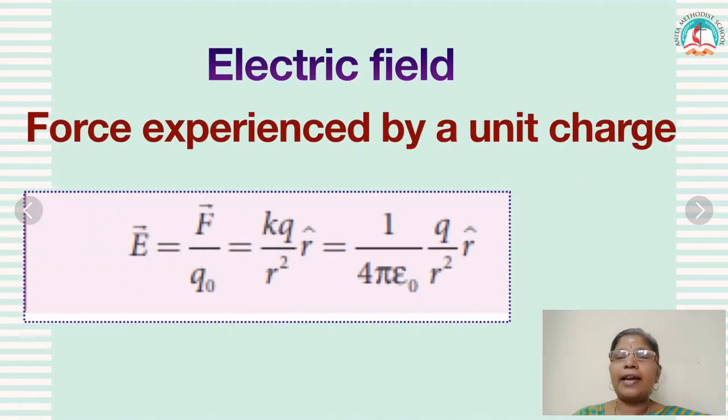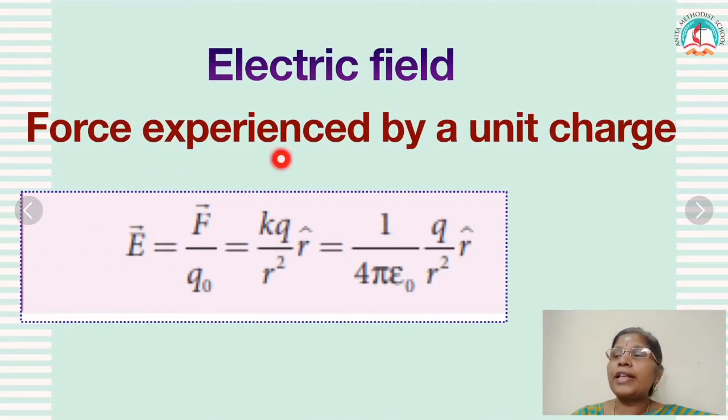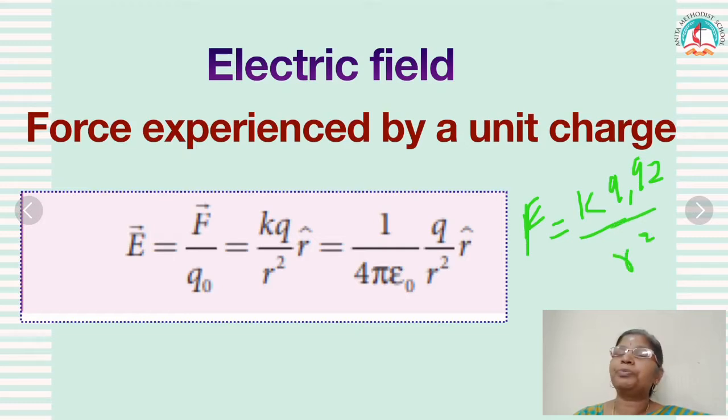The next one is the electric field. It is the force experienced by the unit charge. The formula is E equal to F by Q0. Substitute the value of F with the help of Coulomb's inverse square law. What is the value of F? F is equal to K into Q1 Q2 divided by r square. Substitute here, and E is equal to 1 by 4 pi epsilon 0 Q by r square into the unit vector r. This is the value of the electric field.